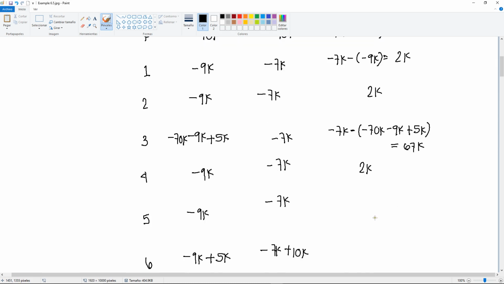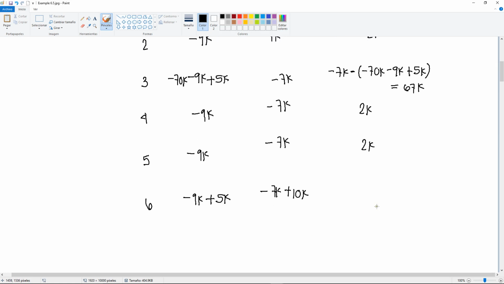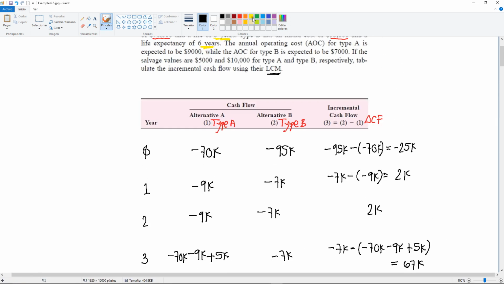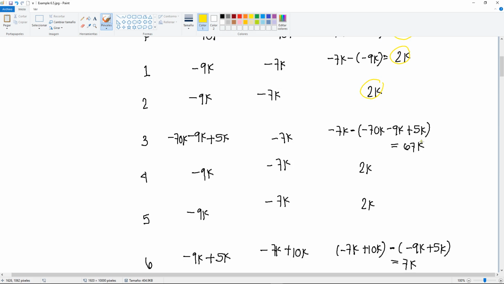Okay, year number 5 is the same. And year number 6, we have 2 on each. So we're going to have minus 7,000 plus 10,000 minus 9,000 plus 5,000, which will give you 7,000. Okay, so all of these results are going to be the ones that we will be using in our present worth relation.